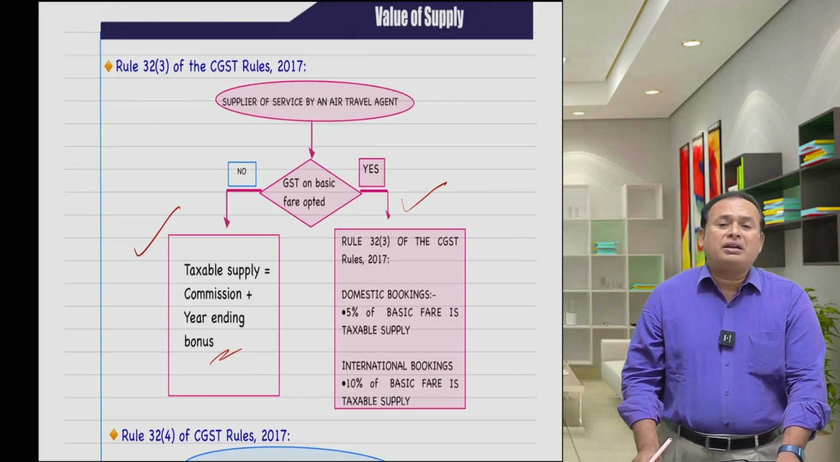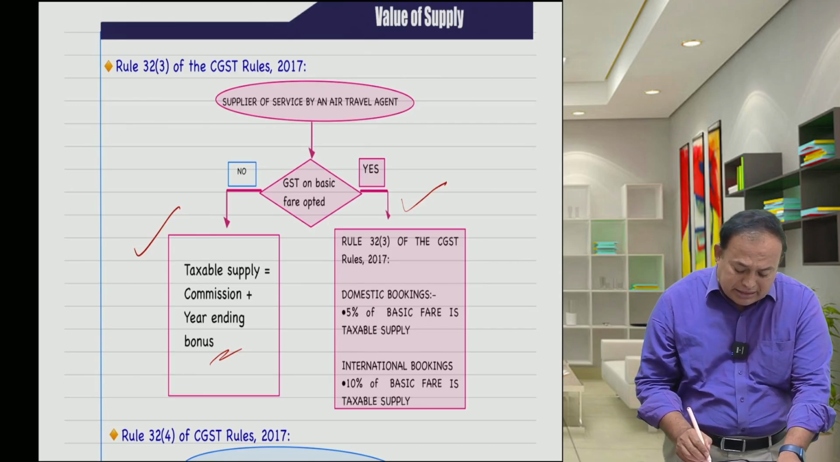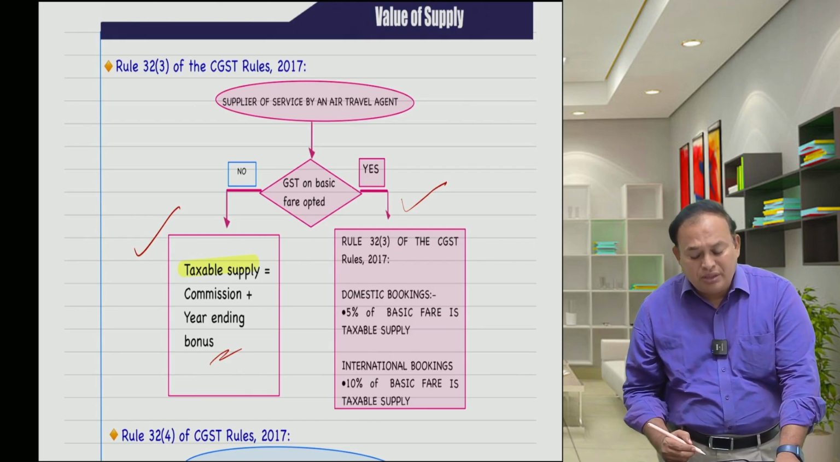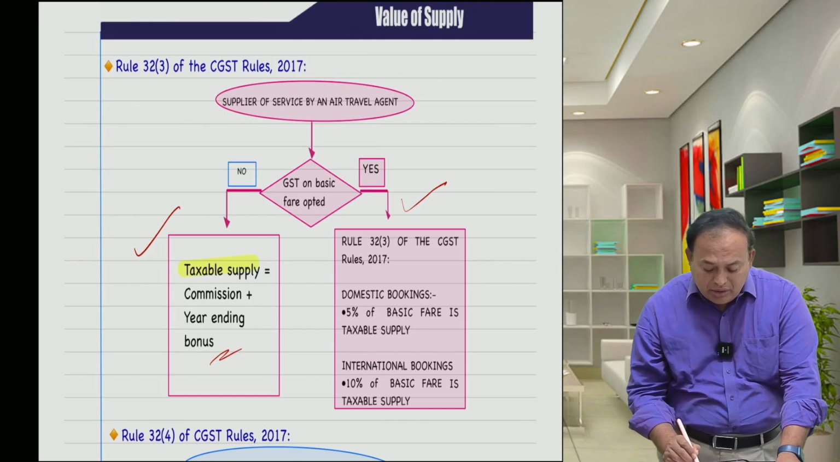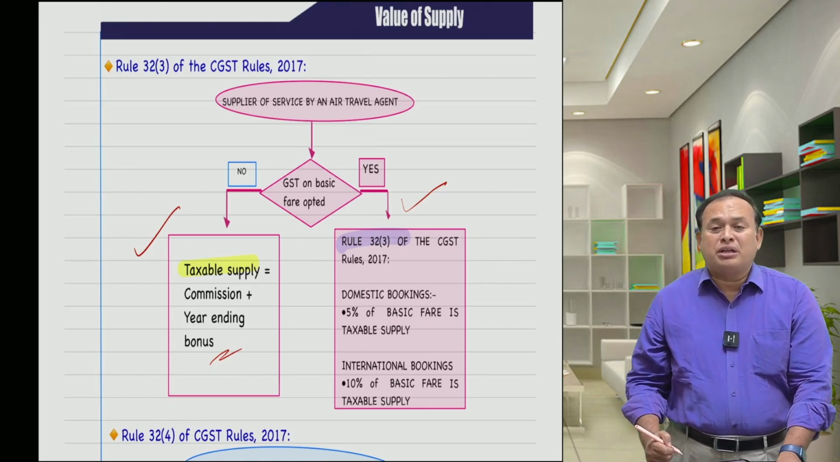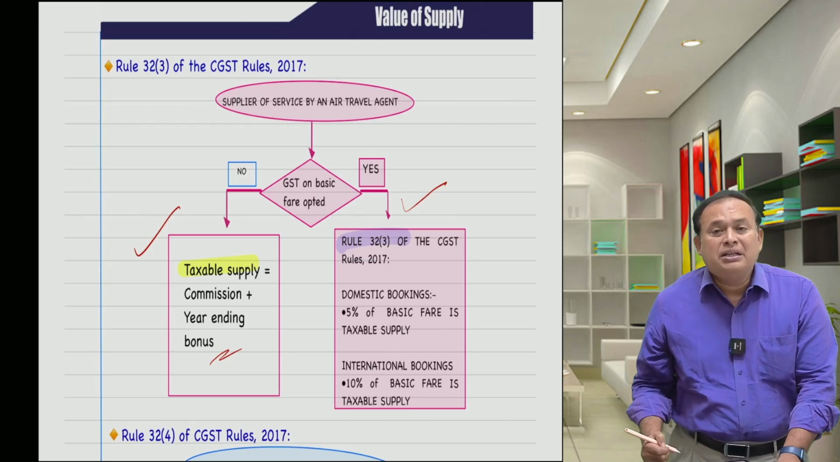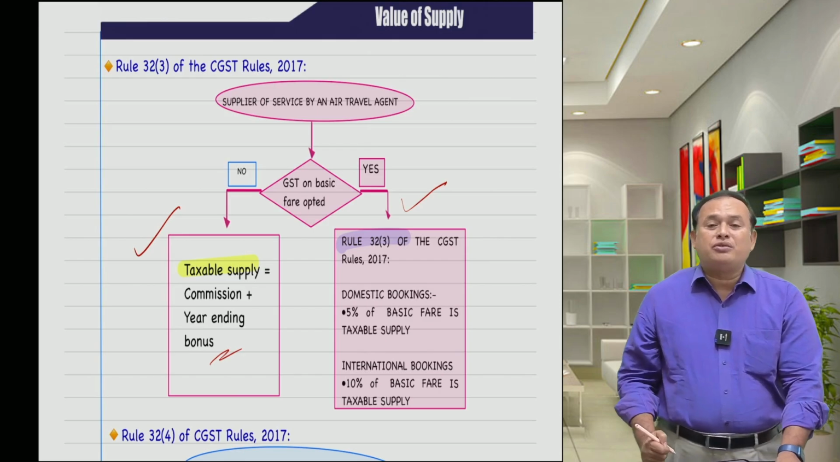So what I am trying to present here is the concept of tax planning. An air travel agent has to plan tax in advance whether to pay GST by arriving at the taxable supply in the particular given option, or I can adopt valuation as per valuation rule number 32 sub rule number 3, where 10% of the international airfare is equal to the value of taxable supply. In the case of a domestic booking, 5% is equal to the value of taxable supply.